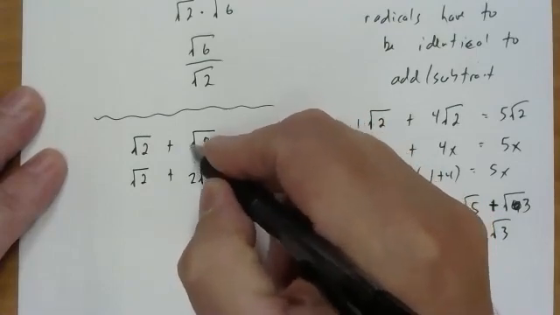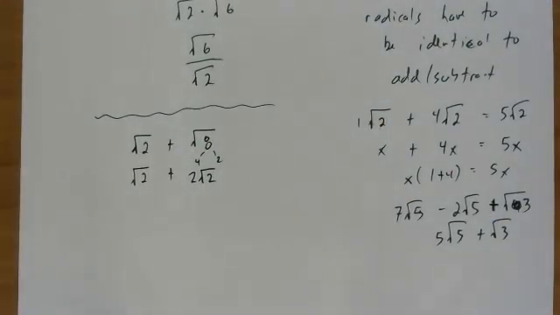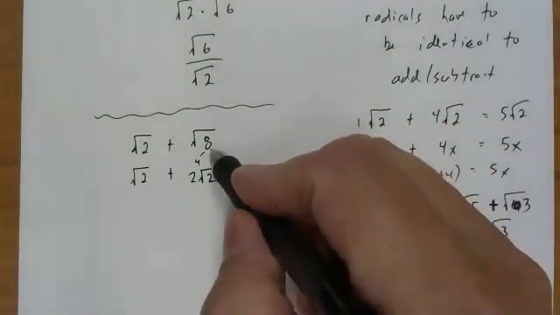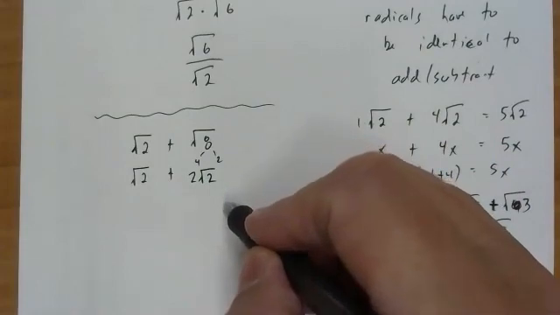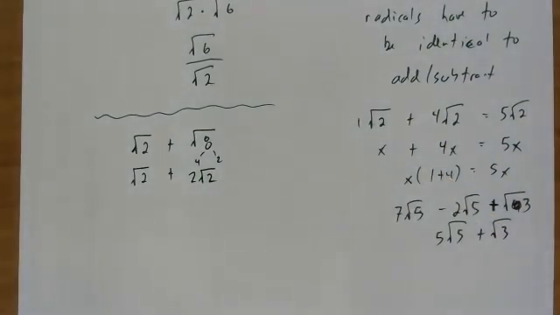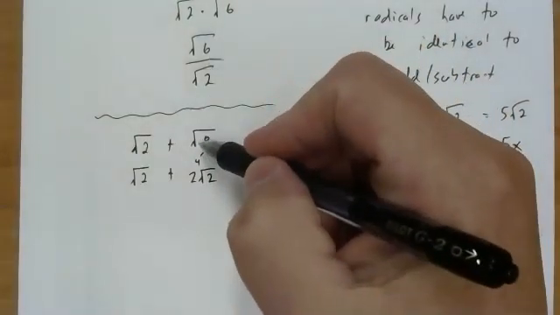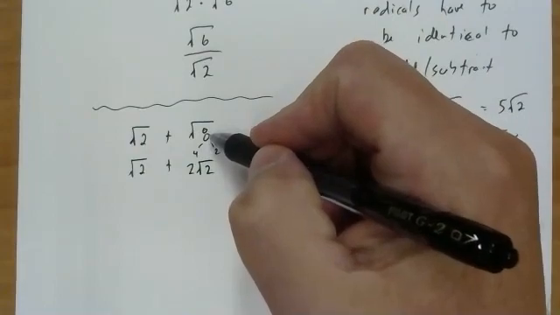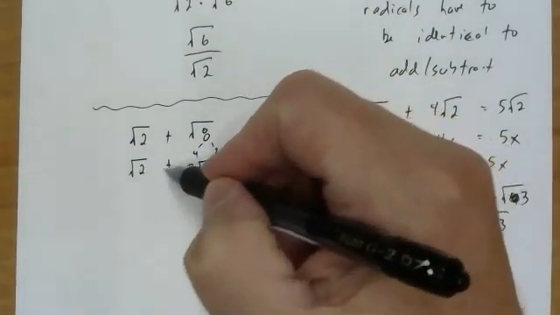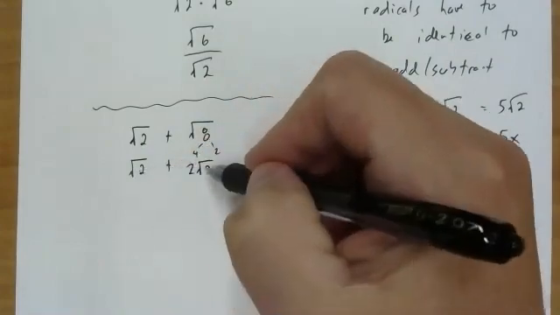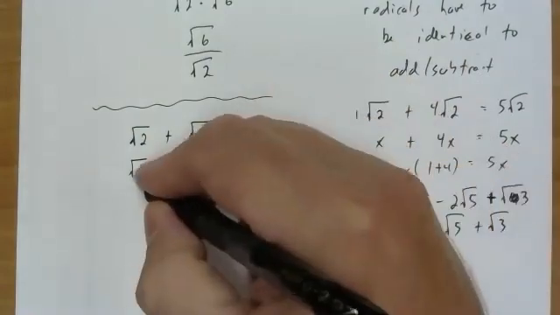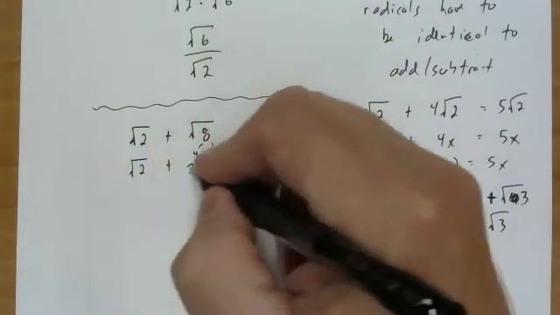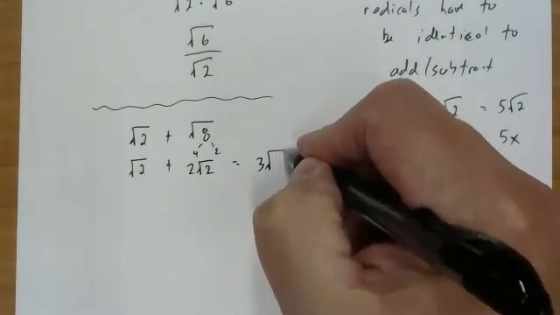Square root of 8 is actually the same thing as 2 square root of 2. So I can simplify square root of 8 to 2 square root of 2. Remember, the idea of simplifying radicals is that the number under the square root is as small as possible. So after I simplify square root of 8, lo and behold, I can now add these terms because the radicals are identical. It's both square root of 2. This is like 1 plus 2, so this is 3 square root of 2.